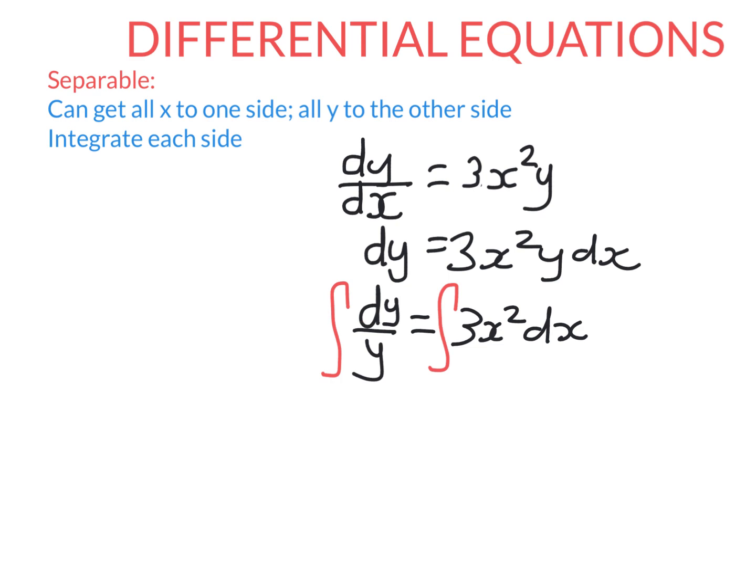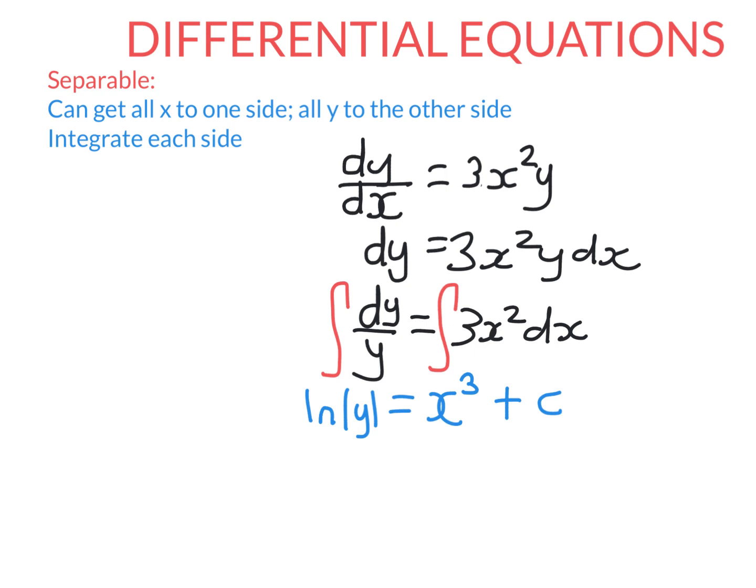So the integral of 1 over y is going to be natural log of the absolute value of y. And here I'm going to integrate with respect to x. So I get x cubed. Now you have to add a constant on one of the sides. It doesn't matter which here because these were indefinite integrals.